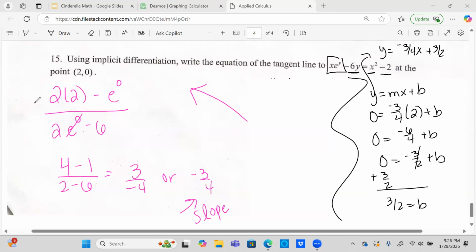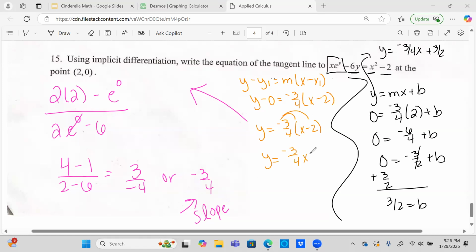And if you want to use the other method, I'll be in orange. Point slope, y minus y1 equals m, x minus x1. That'd be y minus 0 equals negative 3/4, x minus 2. And some people stop there. You certainly don't need the 0. So you could take that out and maybe stop there. Or you could distribute, which I like to do. That would be negative 3/4 x. Negative negative turns positive. 3/4 times 2 is 6/4, which reduces to 3/2. Same answer, either way.